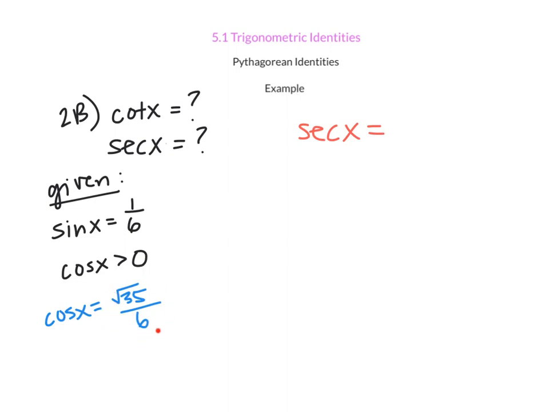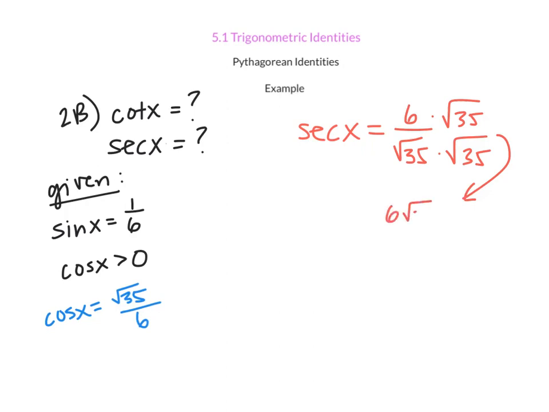Now again, I'm not going to write 1 over this. 1 over just means take the reciprocal. So I'm going to write it as the reciprocal. We are going to rationalize by multiplying the top and bottom by root 35 so we can write our final answer properly. And that gives us 6 root 35 over 35. So that's our secant. We found it. Cool, so we're halfway there.